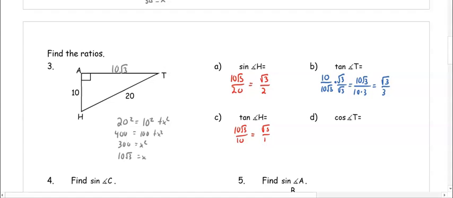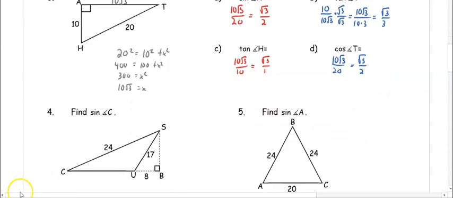And then we have the cosine of t, which is the adjacent, 10 root 3, over the hypotenuse of 20. That reduces to root 3 over 2.